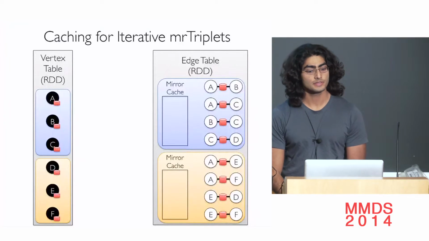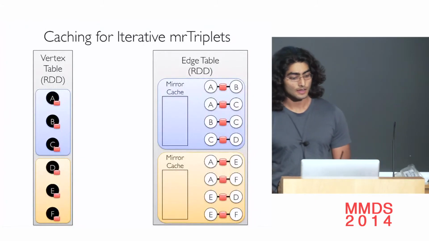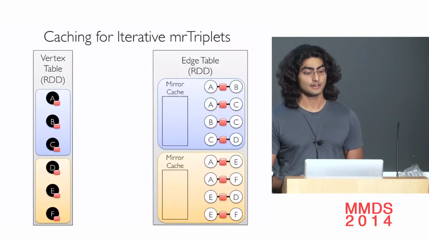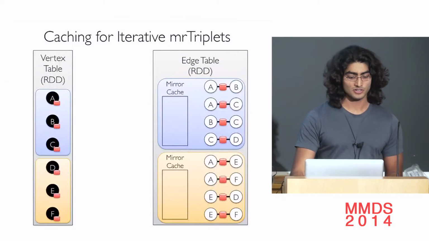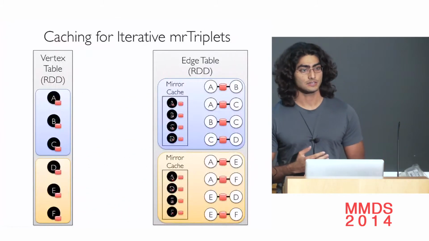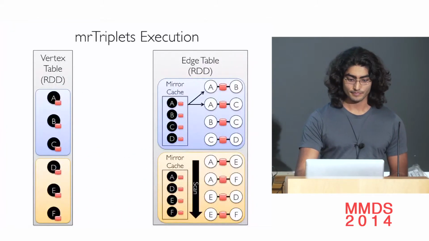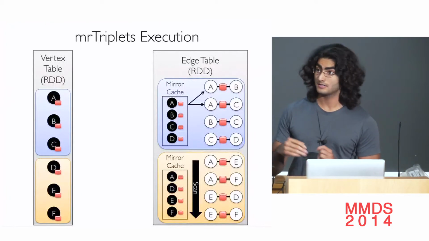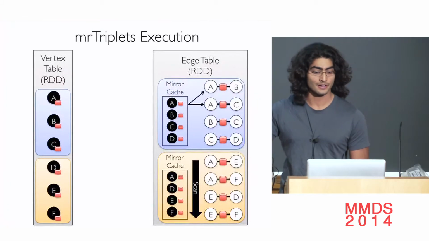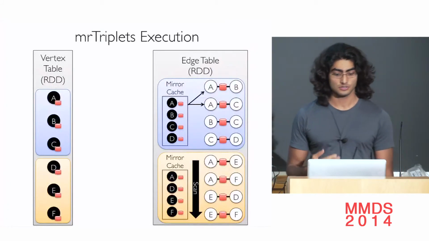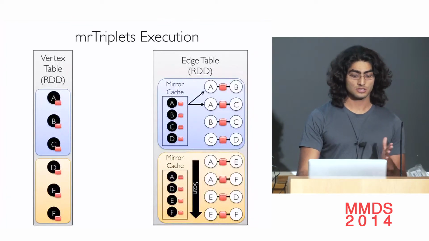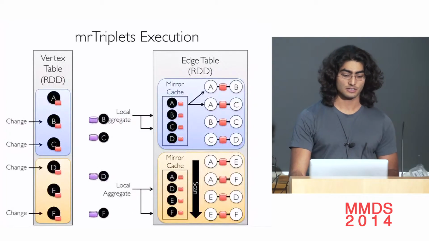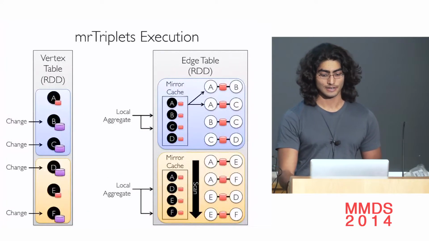Now once the vertex attributes have been sent to the edge partitions to form the triplets view, it makes sense to cache them there in case the user or future iterations need to access the triplets again. So we store the vertex attributes at a mirror cache of the edge partitions. All right, now finally, the way that MapReduce triplets actually works is by scanning the triplets on each edge partition, and running the map function on each of those triplets. And those calls to the map function produce local aggregates, and then we can send the local aggregates back to the vertex table for final aggregation.